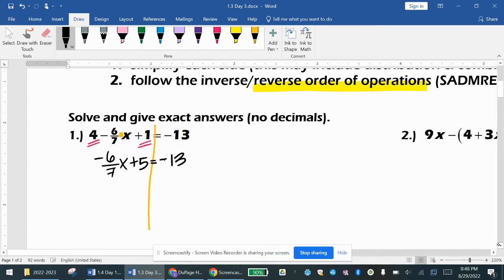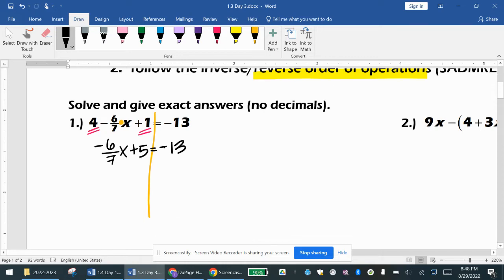Okay, since -6/7 x and 5 are not like terms, because -6/7 x has a variable and the 5 doesn't, we're going to go ahead and start using GEMDAS but backwards. So we're going to cancel addition and subtraction first. So get rid of the 5. And remember, your goal is to isolate the variable. So our job is to cancel the numbers that are on the same side as the variable.